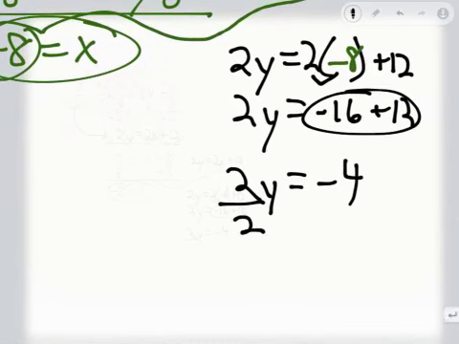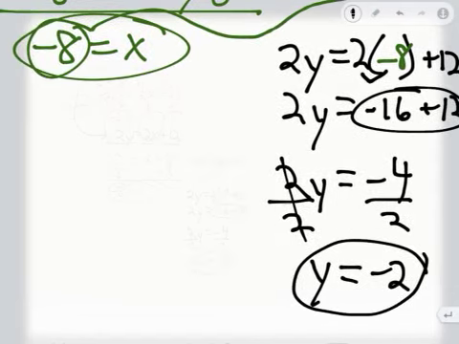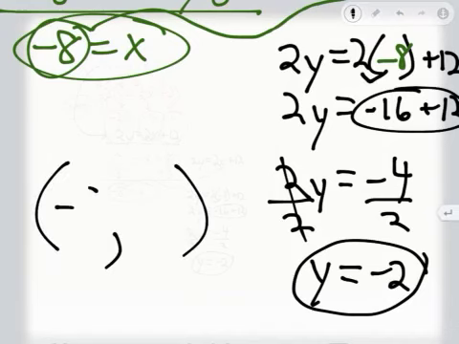Divide the left side by 2, divide the right side by 2, and we have y equals -2. So if I'm going to write my answer in coordinate pair format, I've got my x value is -8 and my y value is -2.